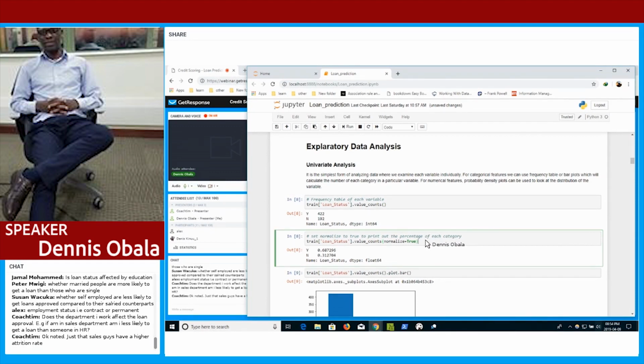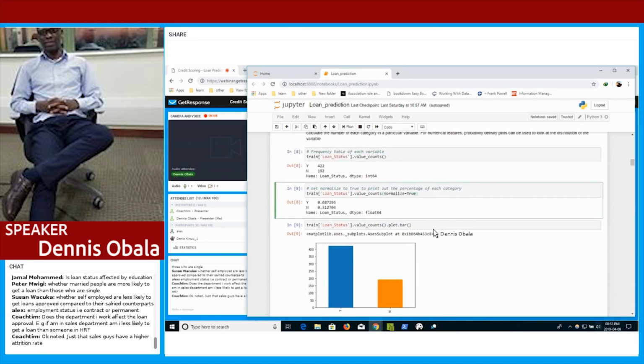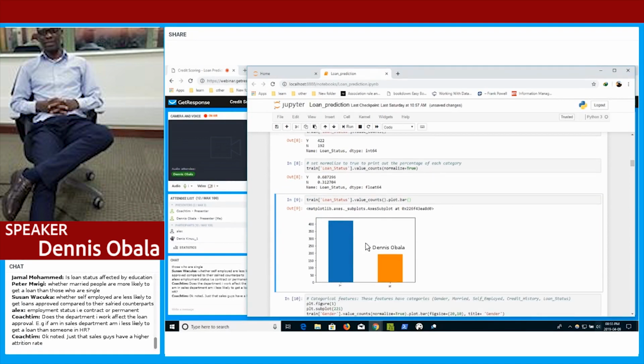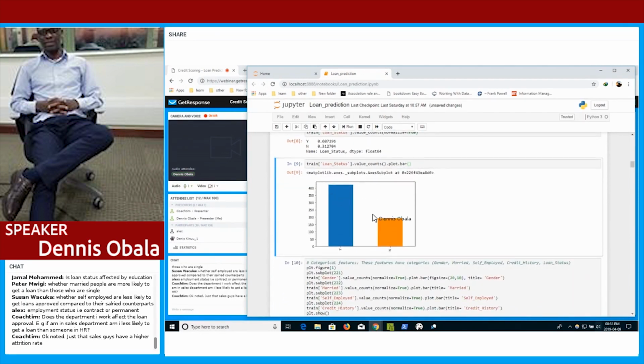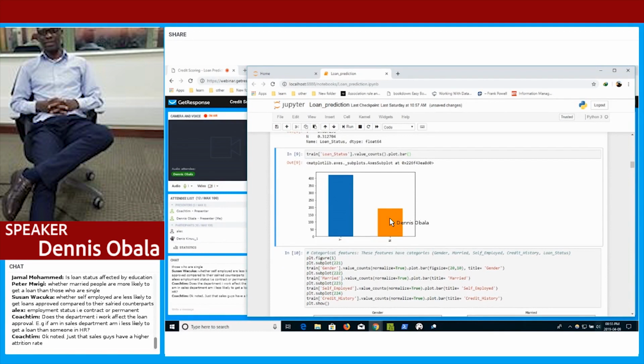When you set normalize equals true, this is when we want to get the percentages, like 68% were approved. When you are dealing with single variables, it's usually most advisable to give people percentages, since raw figures like 422 are not very easy to understand. It's better to tell them 68% of these loans were approved versus 31% that were not approved. It's usually advisable to use percentages or visual things like graphs. So we'll plot the loan status and the values, and as you can see here, more were approved than those that were rejected.